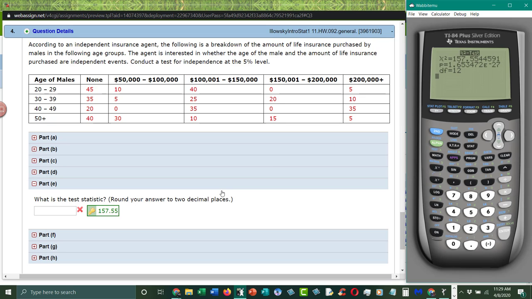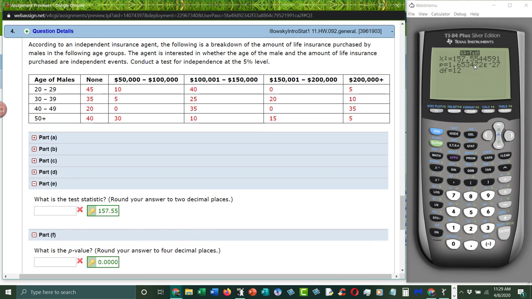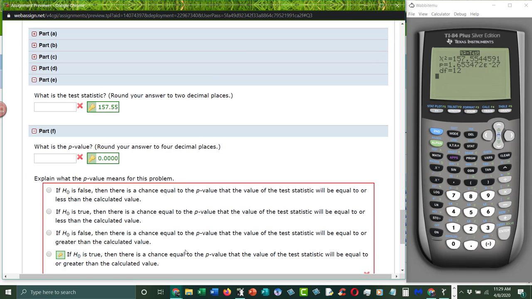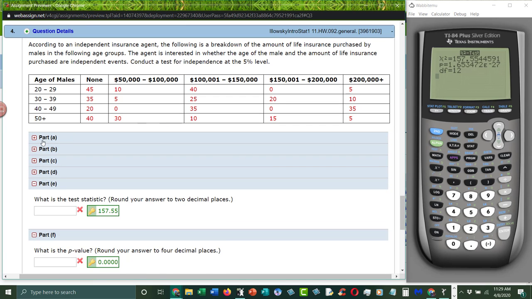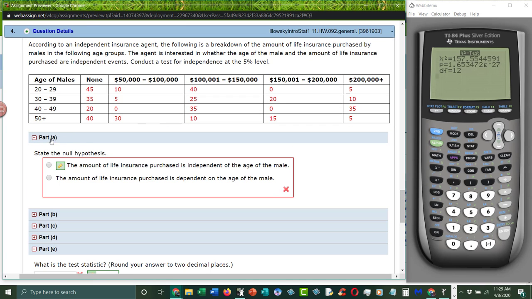and it gives us our chi-square value, 157.55. It gives us our p-value. This says 1.65 times 10 to the negative 27th power. So we have to move this decimal point 27 places before we have a value. So the first four of them are all going to be zeros. And what does it mean? It means that's the chance of getting this test statistic if the null hypothesis was true.